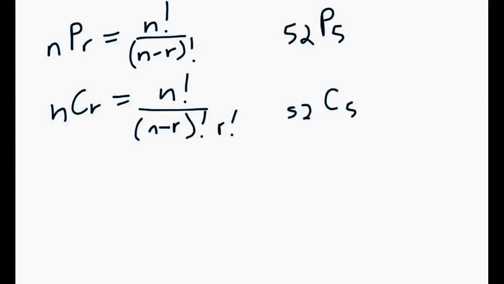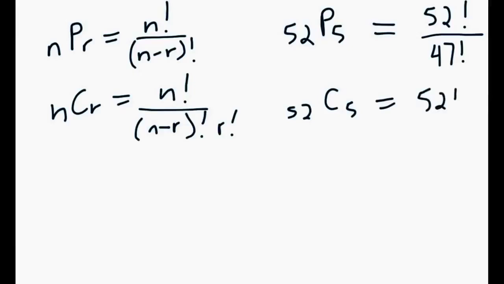Okay, so using these formulas, the difference would be 52 factorial over 52 minus 5, which is 47. And then for the C notation, we use 52 over 47 again, but then we also have to divide by all the different ways we can arrange those 5 cards. So that's sort of the key difference between the two. Let's do some examples of why you'd want to use the C notation.